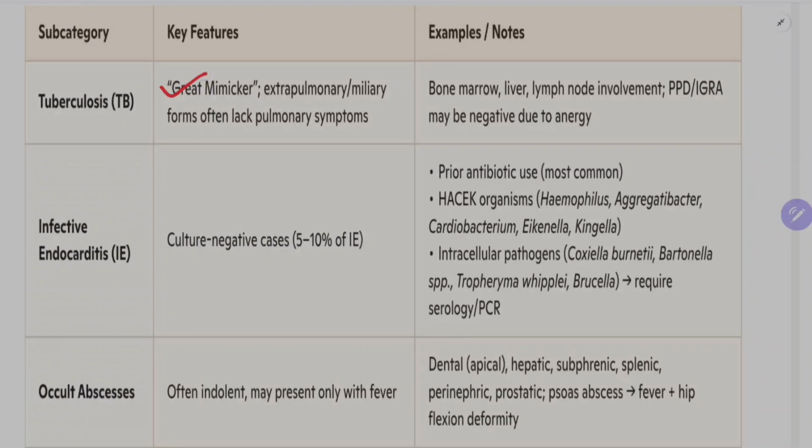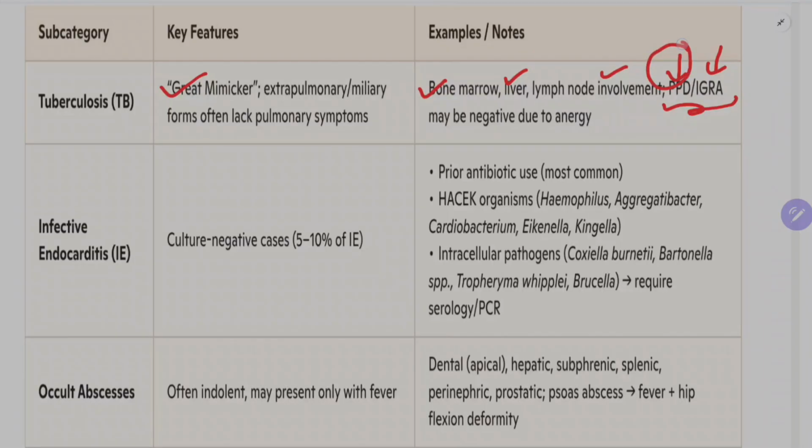TB, it's a great mimicker. Extrapulmonary or miliary forms often lack pulmonary symptoms. Examples include bone marrow, liver, and lymph node involvement the patient may have. And we use the tuberculin test or the IGRA, interferon gamma release assay, traditionally known as the QuantiFERON Gold test.